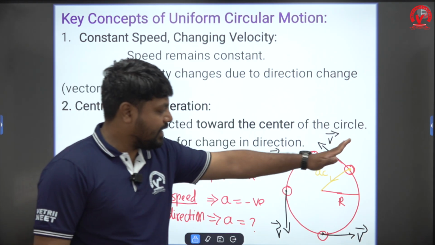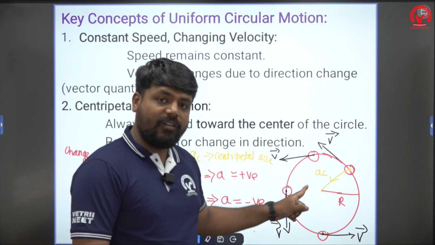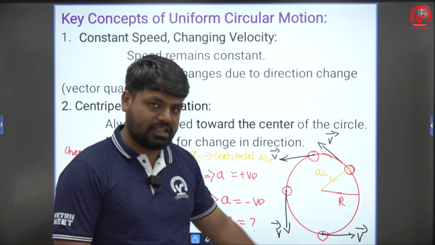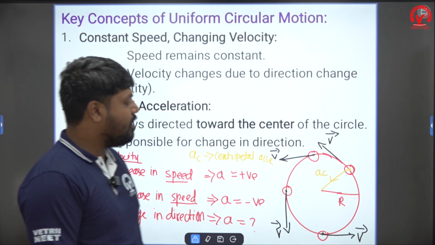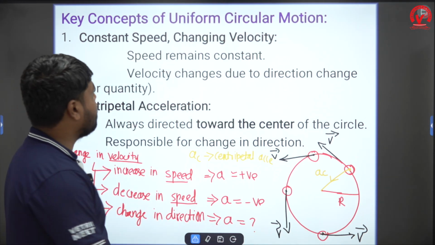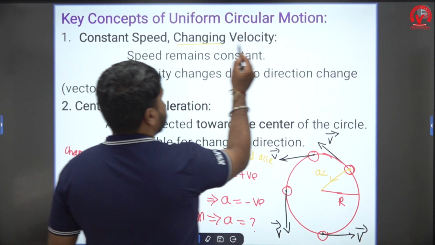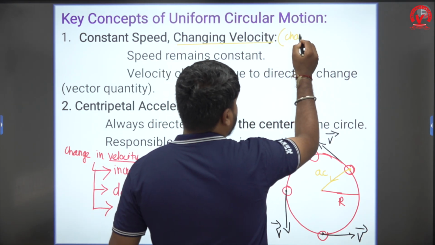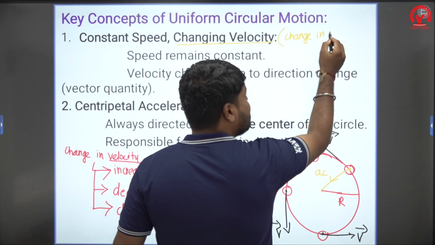Okay, so the centripetal acceleration changes the velocity. How does it change the velocity? By changing the direction. So in uniform circular motion, the change in velocity is due to the change in direction. But its speed is constant.